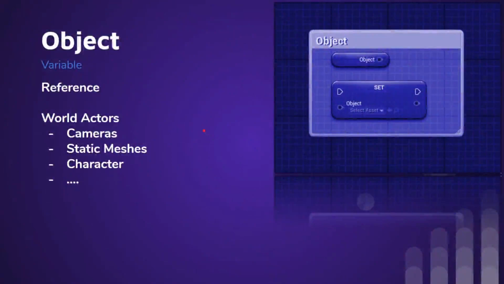Now an object is something that we can use to make a reference to any of our world actors. This could be our camera, static meshes, AI, character. So this covers a whole range, and as I said, we can set the actor down here, or we can get the stored data, or we can store the data using this one.